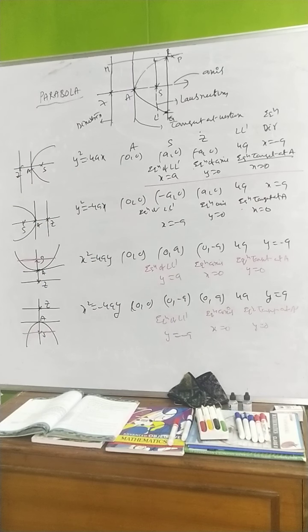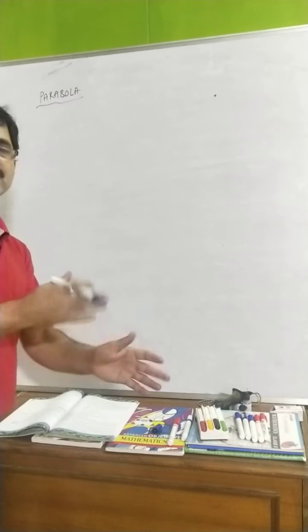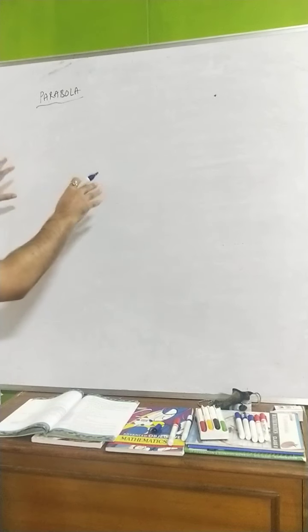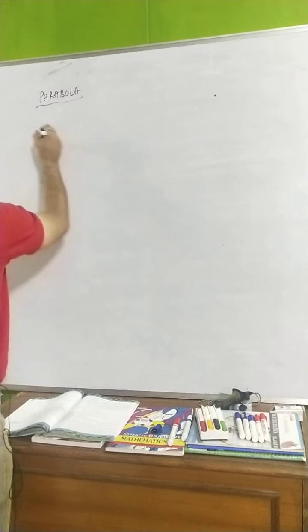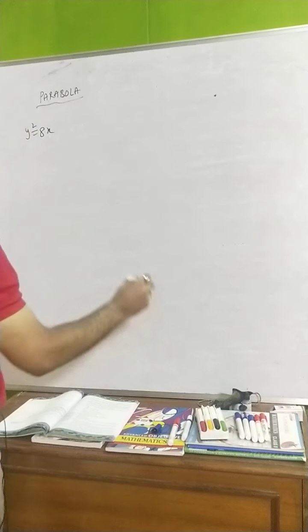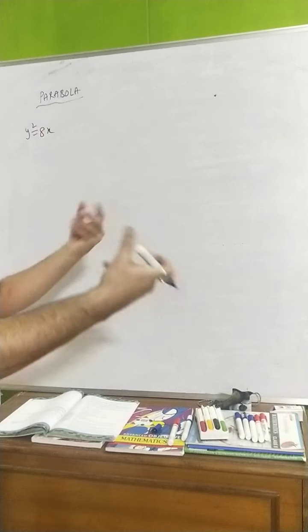Let us see some examples on this one. Guys, I would like to show you that whatever points you have now learned in this diagram, let us execute all those things by taking some examples. Suppose I give you y square is equal to 8x. One example I have taken, right? For this, please try to write.